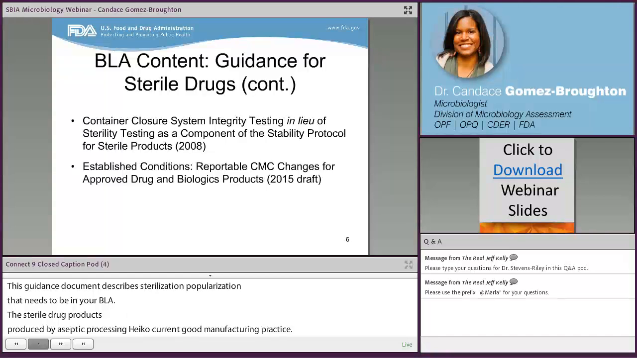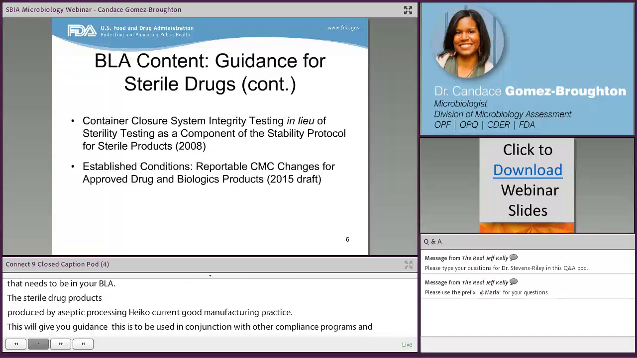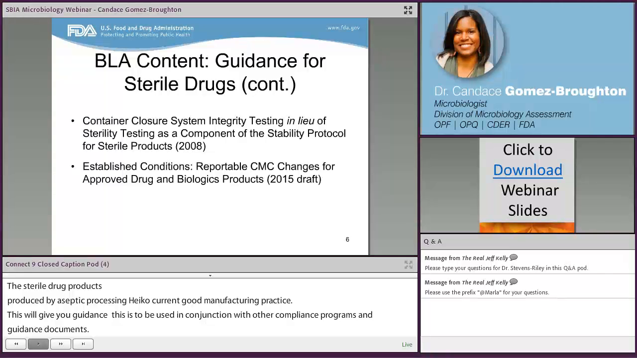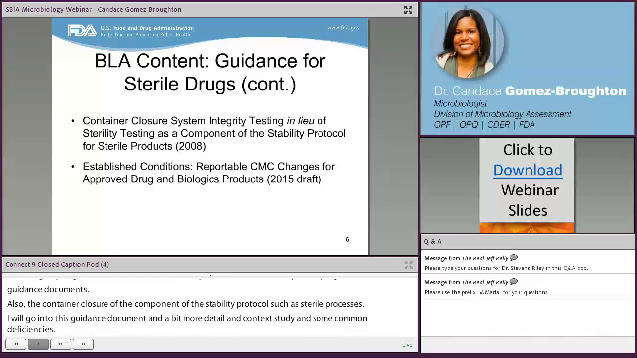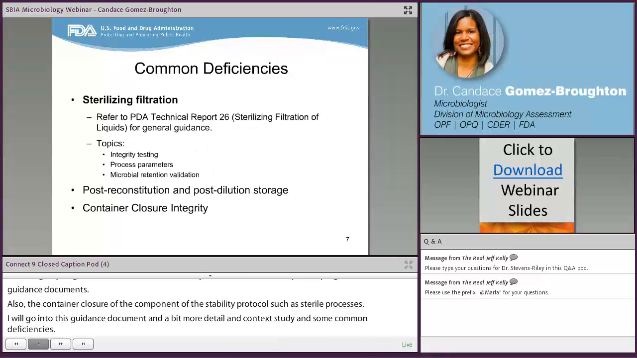Also, the guidance on container closure system integrity testing in lieu of sterility testing as a component of the stability protocol for sterile products. I will go into this guidance document in a bit more detail in the context of a case study and also some common deficiencies. There's another draft guidance that discusses reportable CMC changes for approved drug and biologics products.